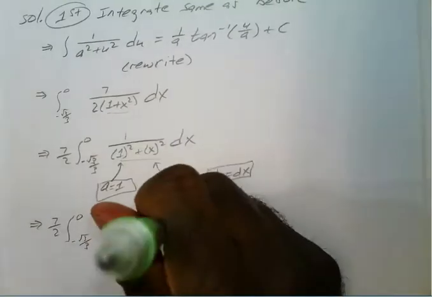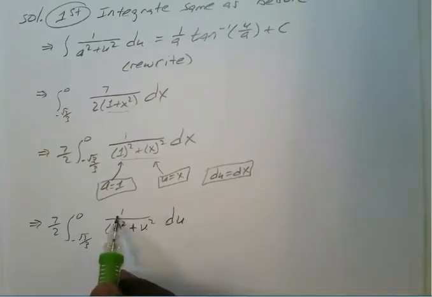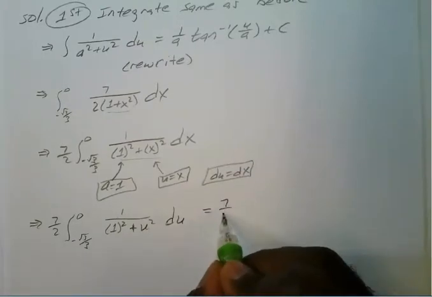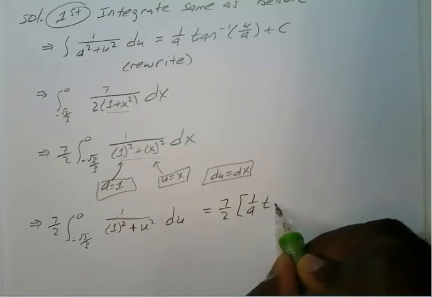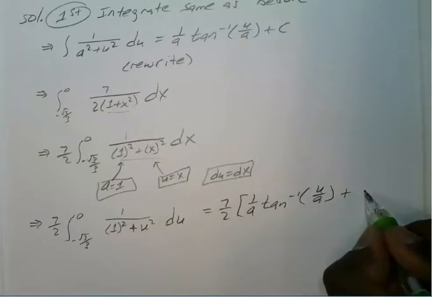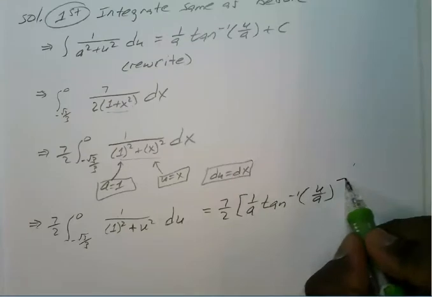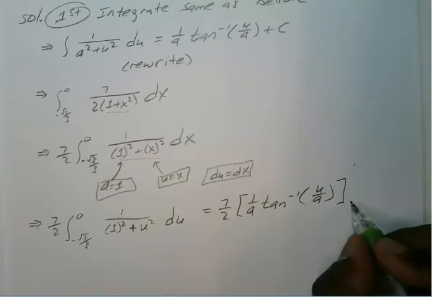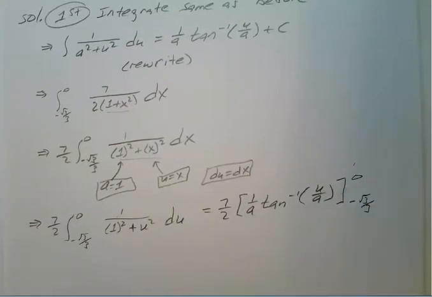We don't really need that since it's already in the right form. And again, if you want to move your du up there, you can. But we know this is going to equal 7 over 2 times 1 over a tangent inverse of u over a. Oh, and we're actually on a definite integral. We don't need our constants. And we know that's going to be from negative square root of 3 over 3 to 0.